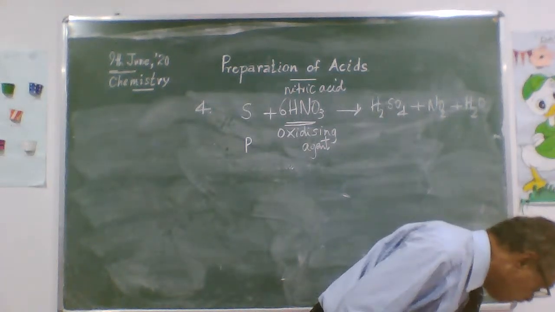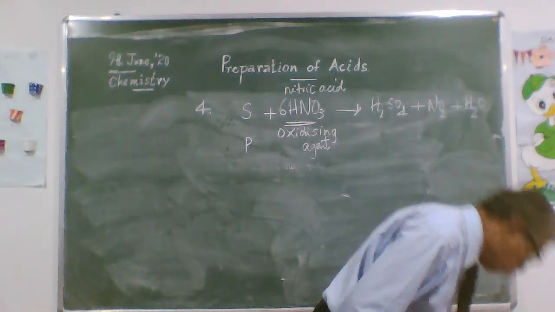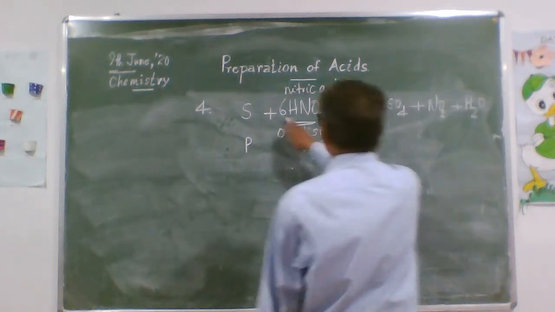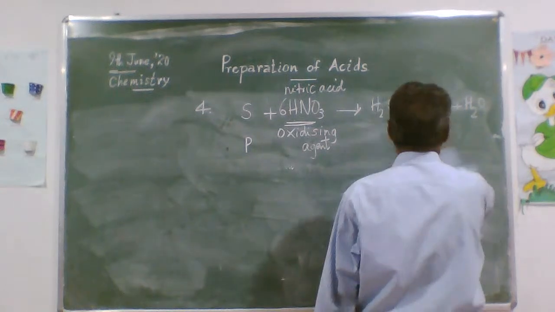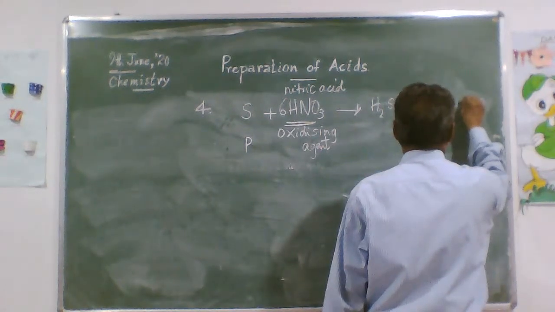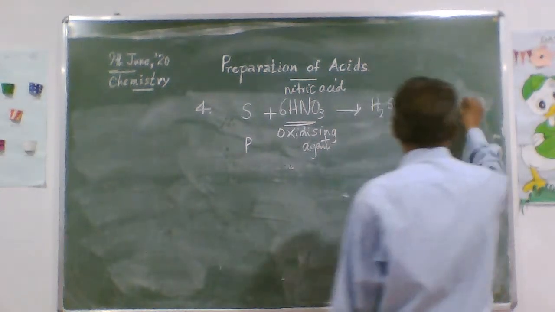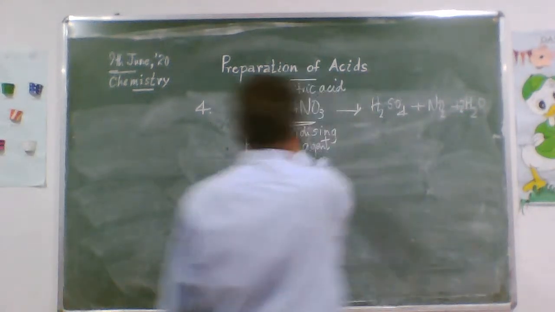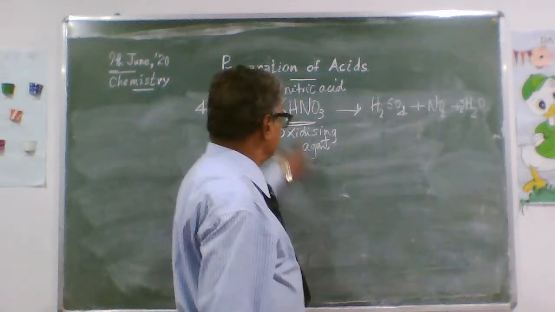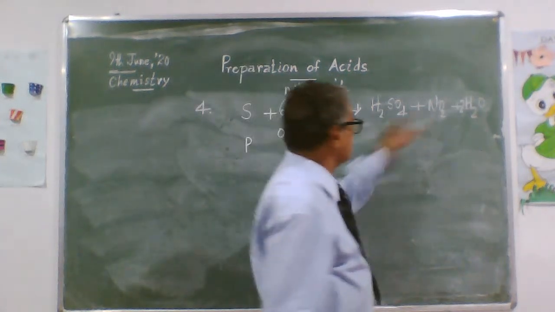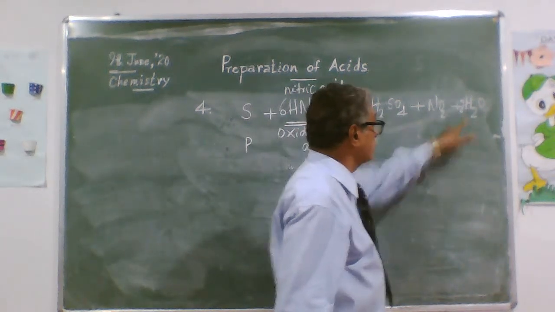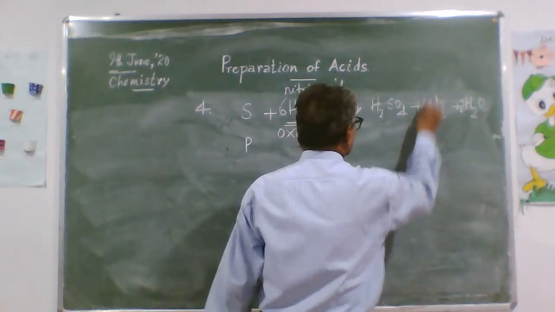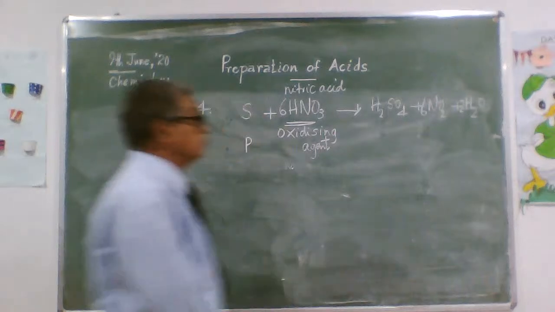H2SO4 plus 6H. What H2 is taken here? So next should be 2H2O, 2H2O plus another H2 will be 3H2, 6H. 6H is made like this, 2 here and 4 here. If 6HNO3 comes, then it is 6NO2.